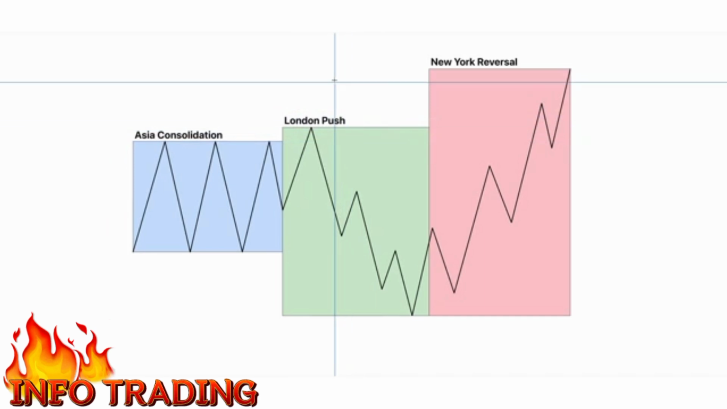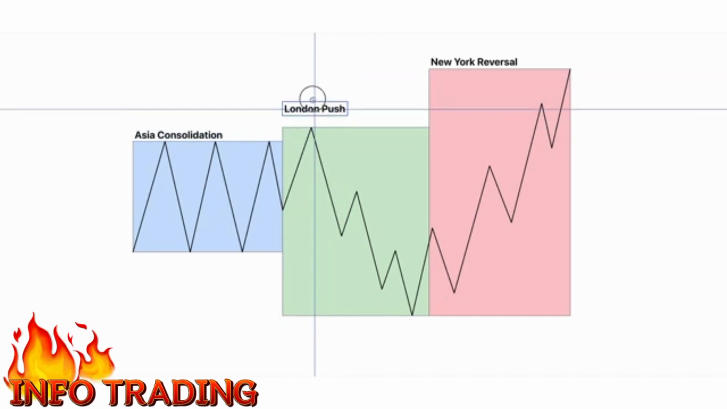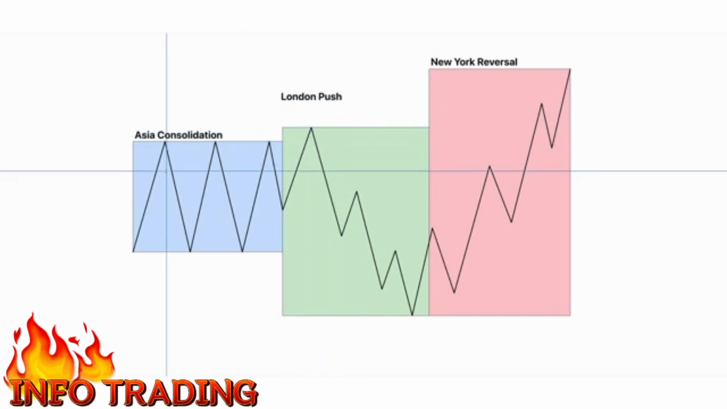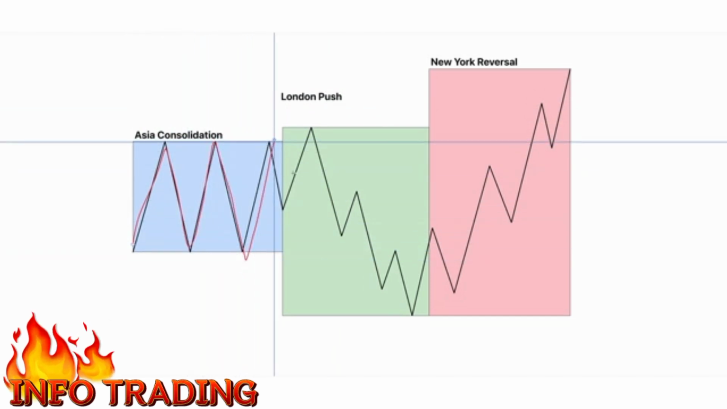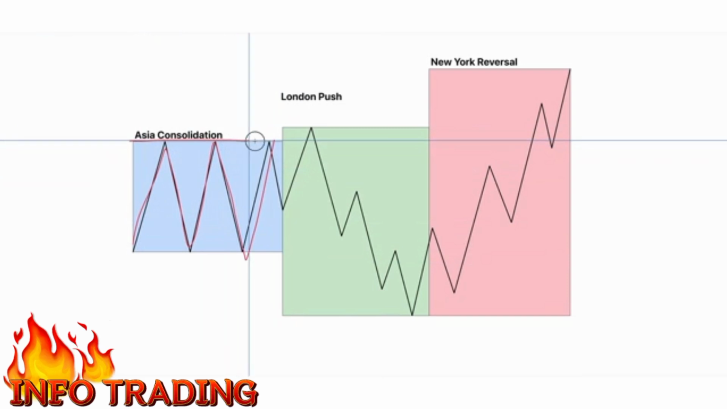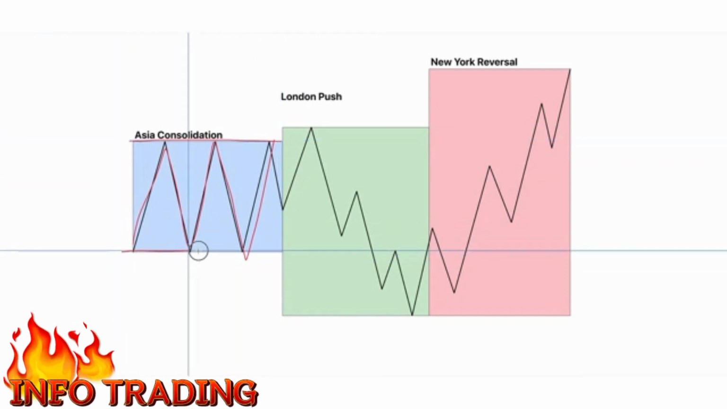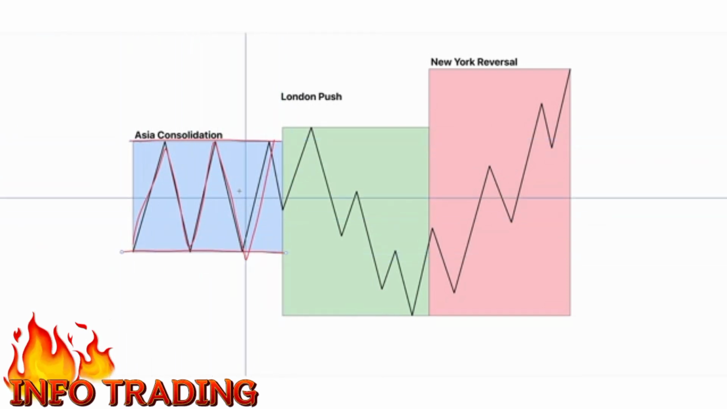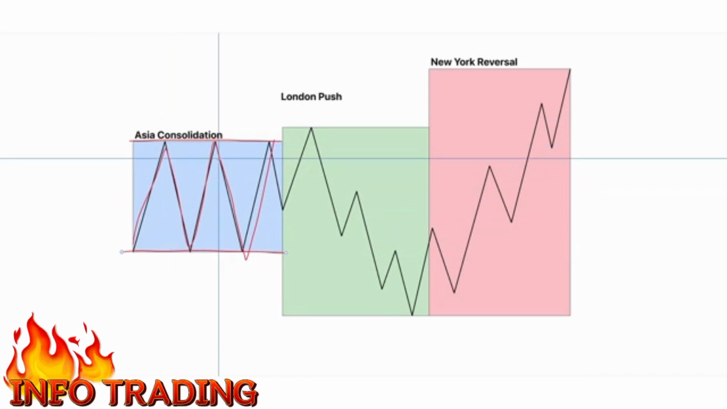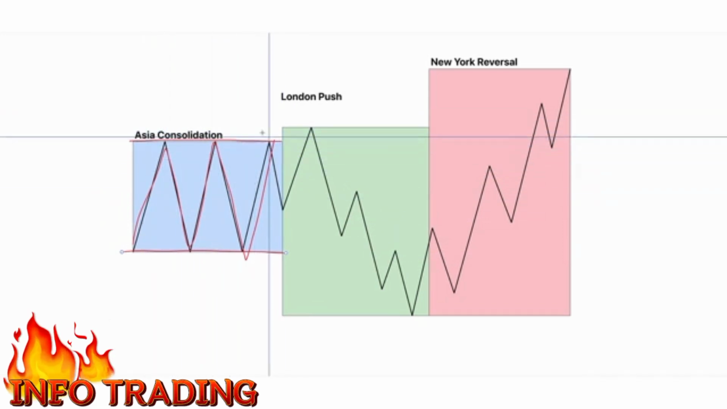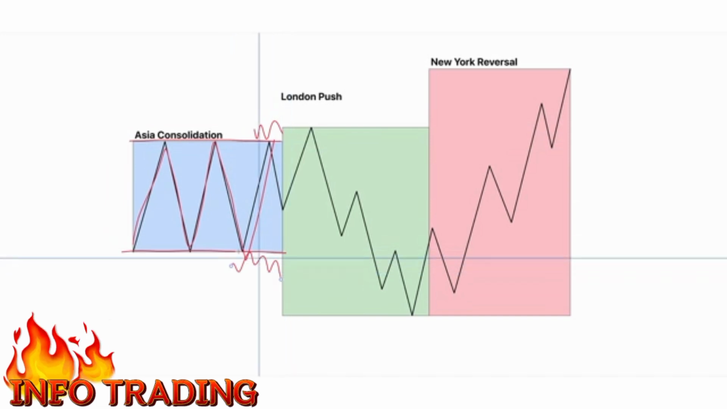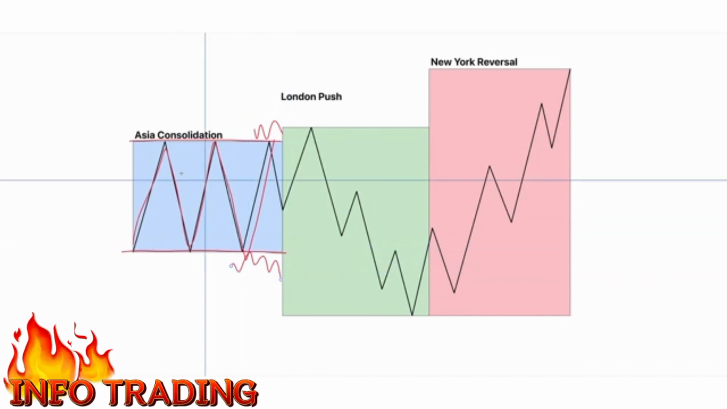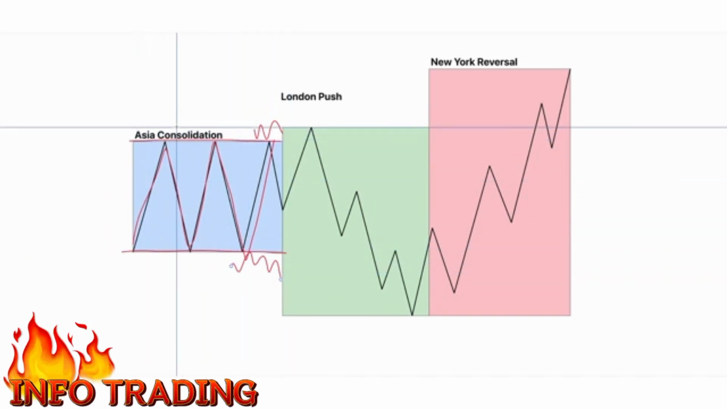Now, the London push also quite often does something we call a sweep. As you can see, the Asia consolidation will pretty much create a sideways range. We'll take a look at this on a chart in just a second. This means you're going to create what we call liquidity at the high and the low. Liquidity simply refers to orders. Basically, if we create a range of highs and lows, we're going to have sell orders and buy orders above and below the market, above and below the highs and lows of the Asia range, as we call it.